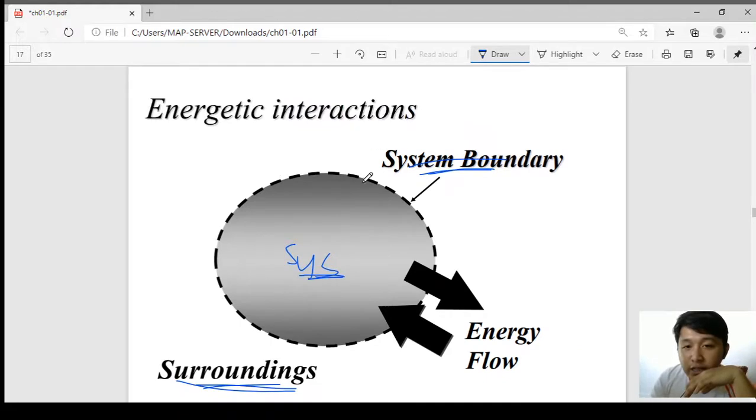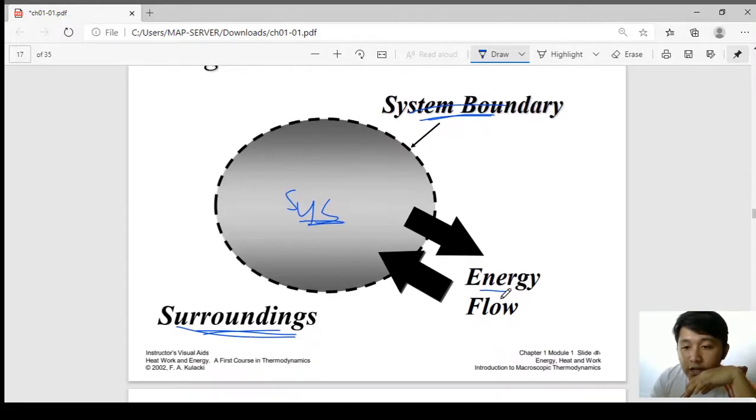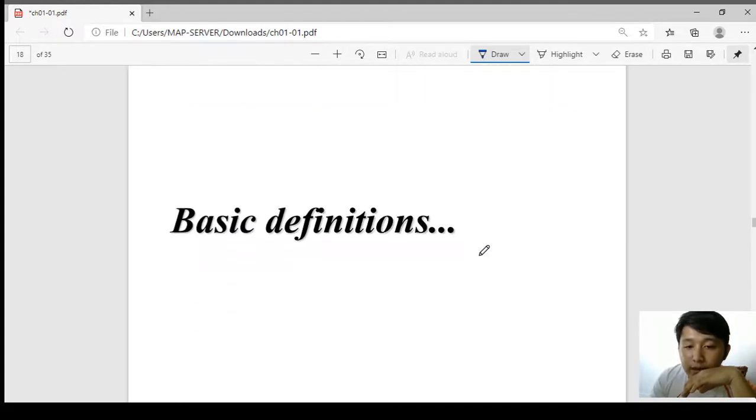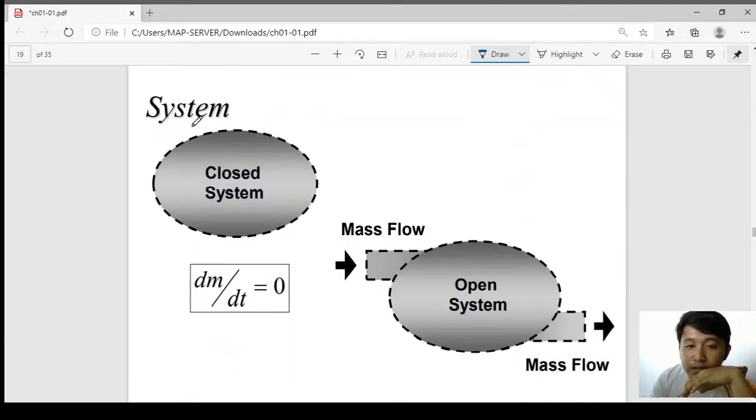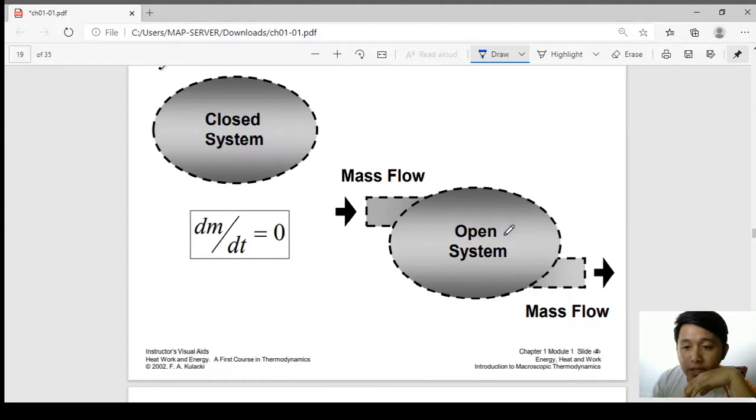Then in energetic interaction, we have the energy flow, the flow of energy inside and outside of the system. So, basic definitions. A system is any quantity of matter or region in space that we use for study. We have two kinds of systems, closed system and open system. There is also a special system, the isolated system, but it is not in our topic.